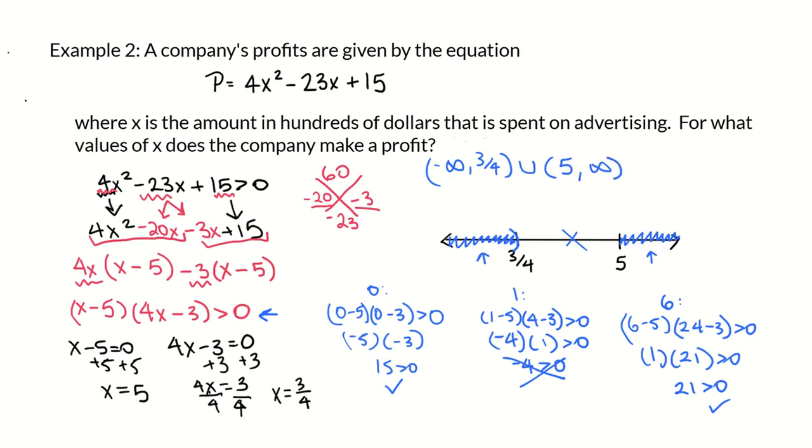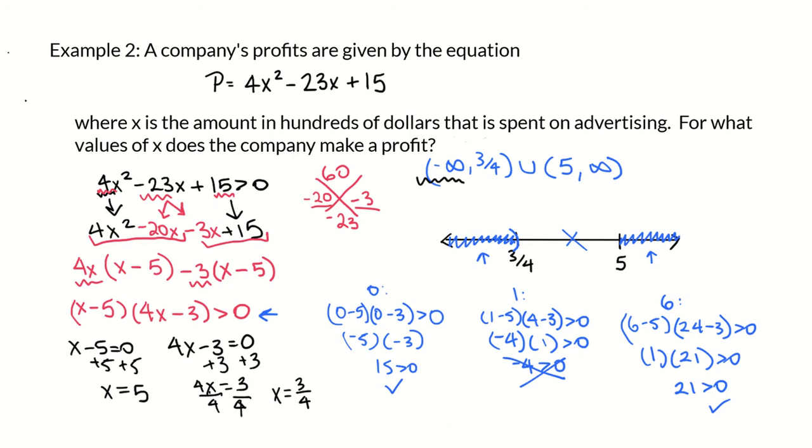But now if we think about this situation, we're considering profit. In this equation, x is the amount in hundreds of dollars spent on advertising. Some of these solution points do not work. For example, we can't spend a negative amount of money on advertising. We could spend nothing, so we could spend 0, but we couldn't spend negative $10 or $100. So we need to adjust this solution, in particular this part here.